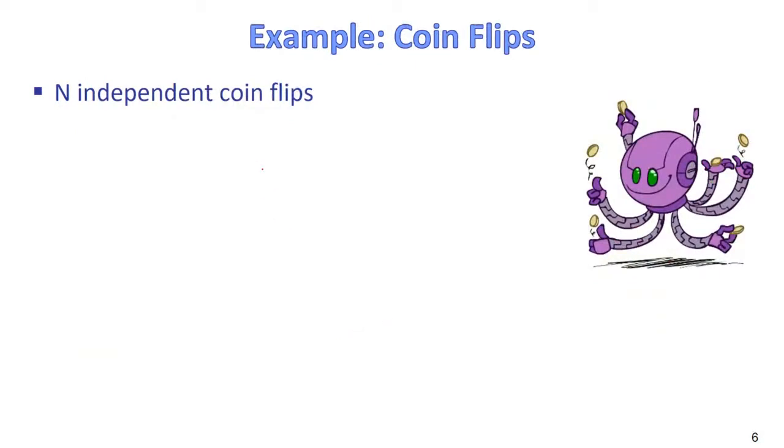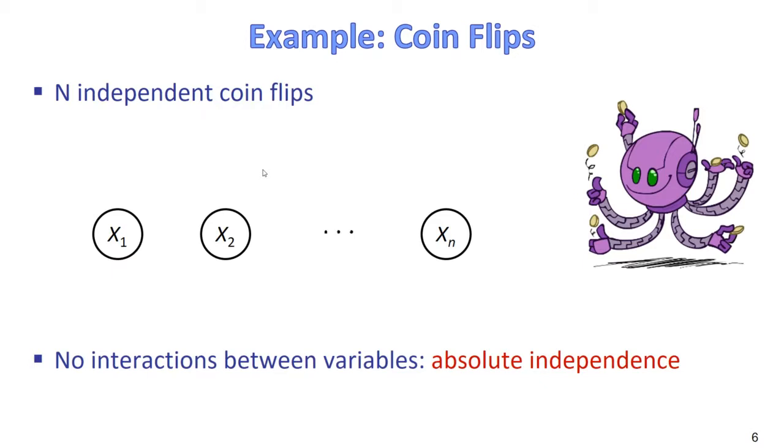Here's an example. I want to model independent coin flips. How can I model them using Bayes nets? Well, all of them are independent, right? So there should be no interaction. There will be one node for each coin, for the outcome of each coin, but there will be no interaction. So there will be just n separate nodes, x1, x2, up to xn. So that will be the Bayes net for the world of flipping n independent coins. Of course, that is very simple. So no interactions between variables, which means absolute independence in this case.